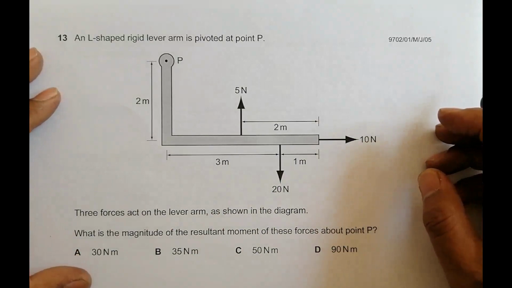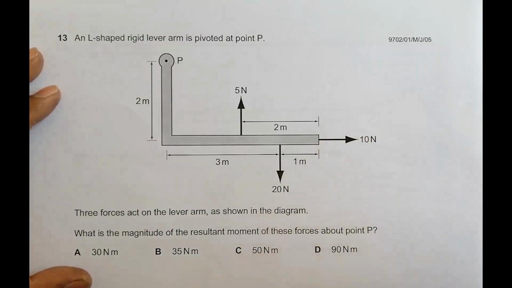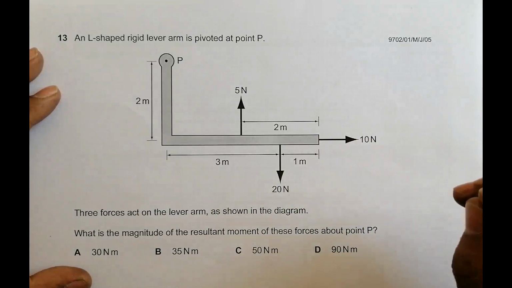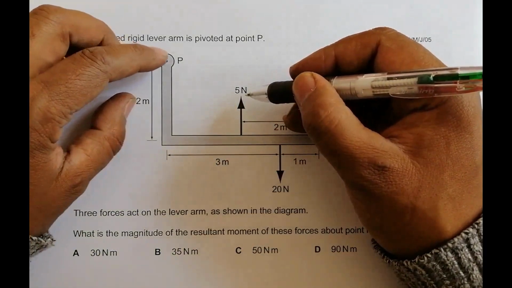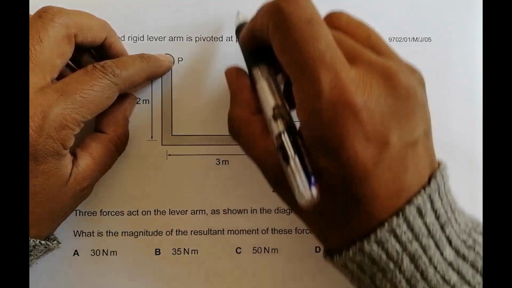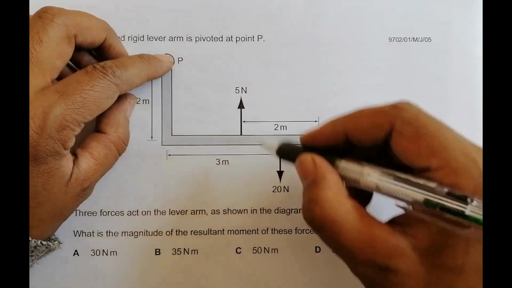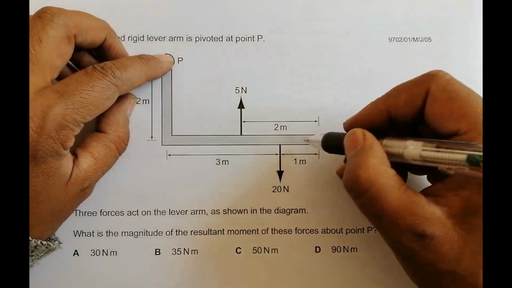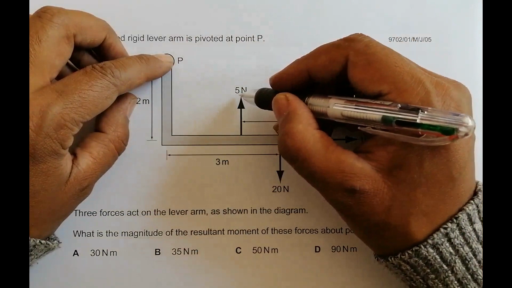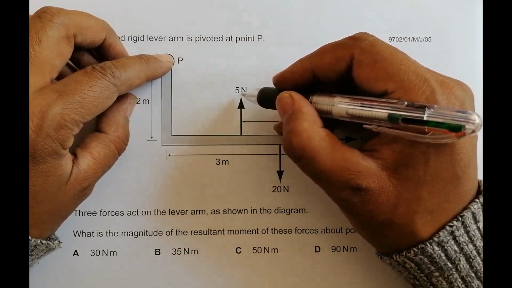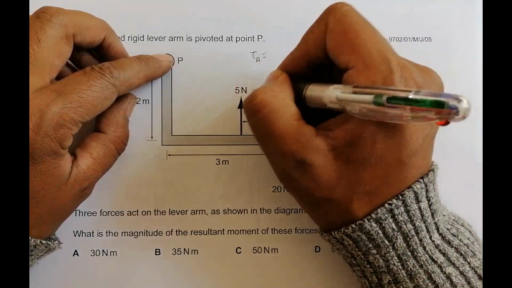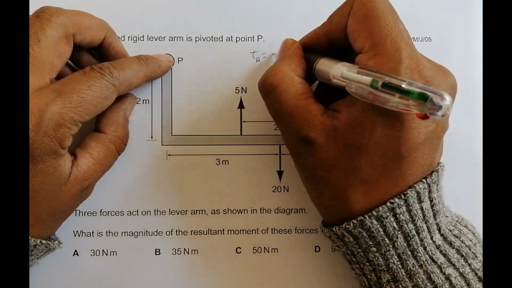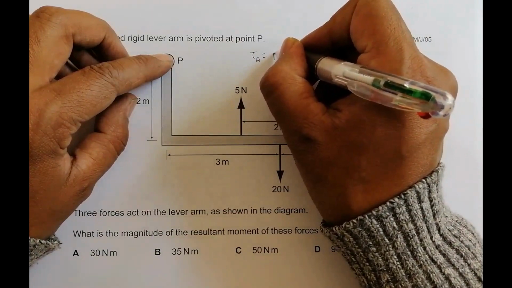First of all, let us identify which forces cause clockwise and which forces cause anti-clockwise moment or torque. So let's see this 5 Newton. If I put the point fixed here, this 5 Newton will try to lift this thing, so it will try to come like this, somewhat in this manner. So this force gives us anti-clockwise moment. So in tau anti-clockwise, this thing contributes. So I must have this force, this force is of 5 Newton.